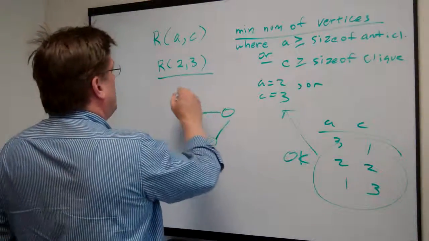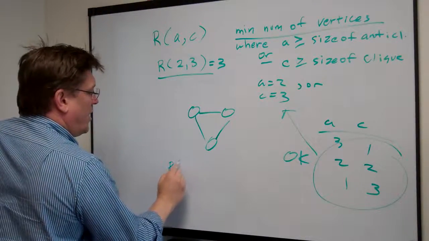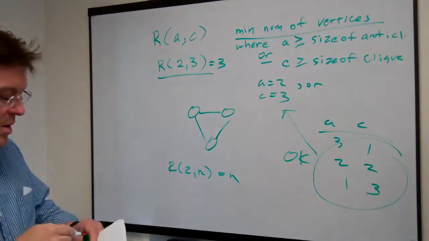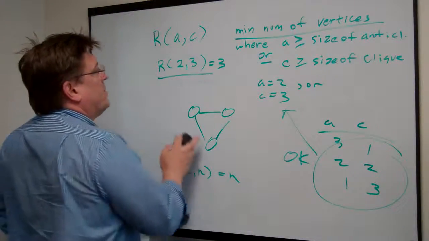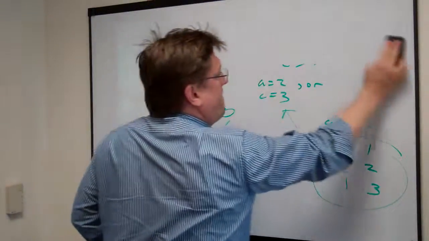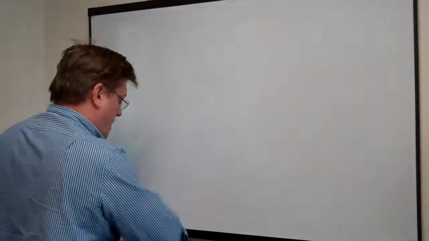So in this case, r of 2, 3 equals 3. And in fact, r of 2, any number n, equals that number n. So let's just go ahead and skip past that. So now we understand what a Ramsey number is. So now let's get to the good part.